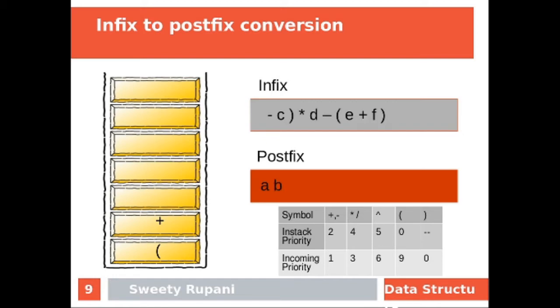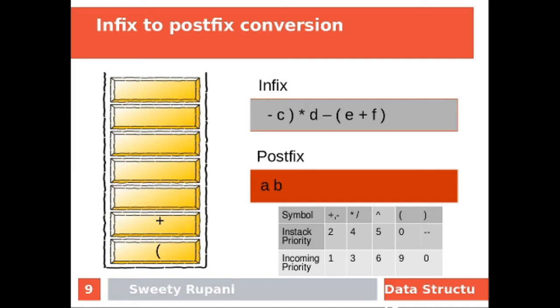The next symbol that we come across is minus. Now for plus, we will be checking the in-stack priority because it is lying in a stack, whereas for minus we will be checking the incoming priority because that is going to be an incoming symbol. So the priority of plus is 2 whereas that of minus is 1.